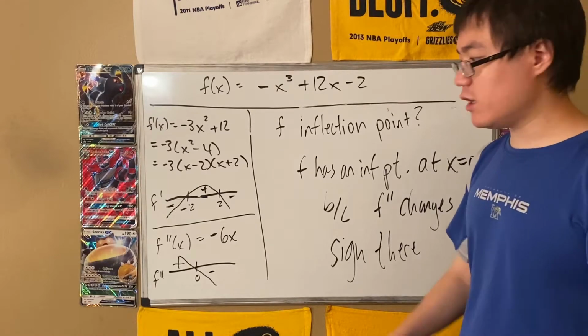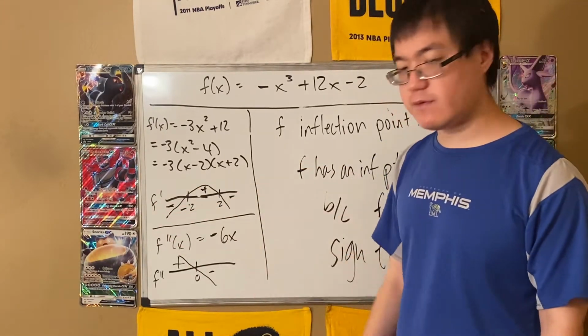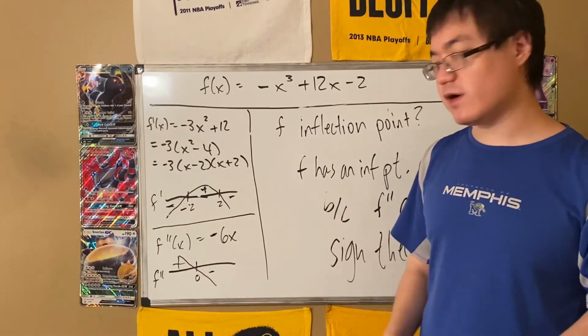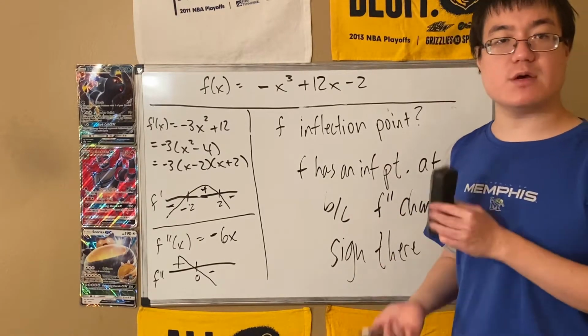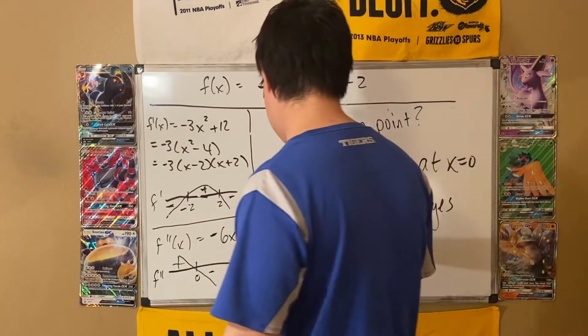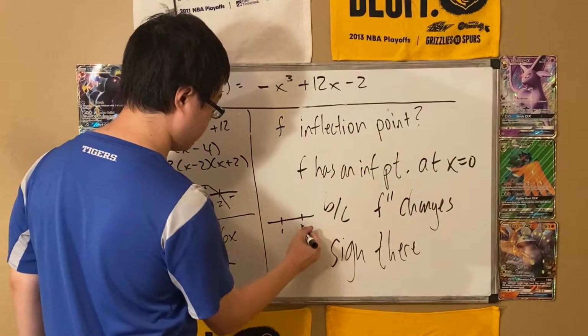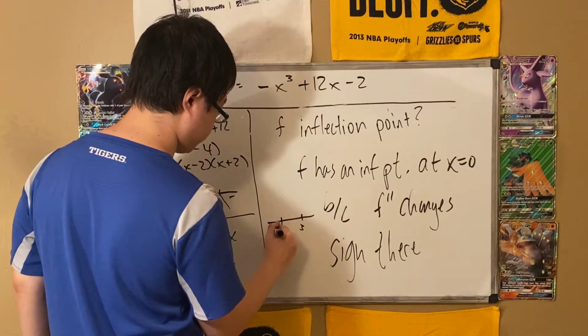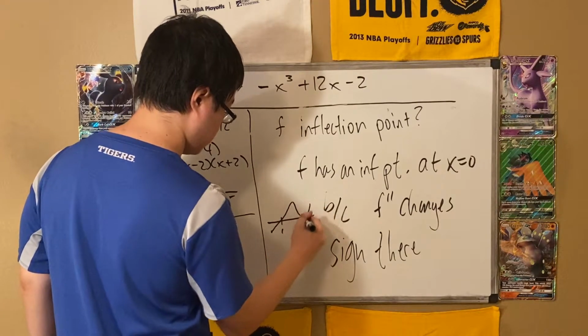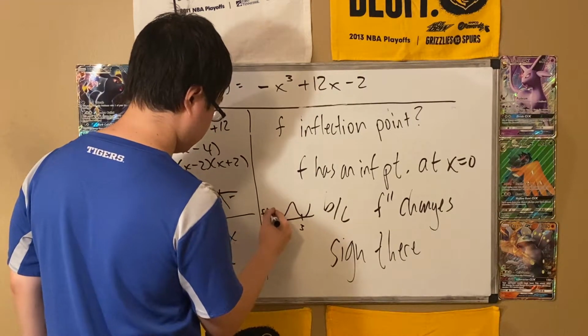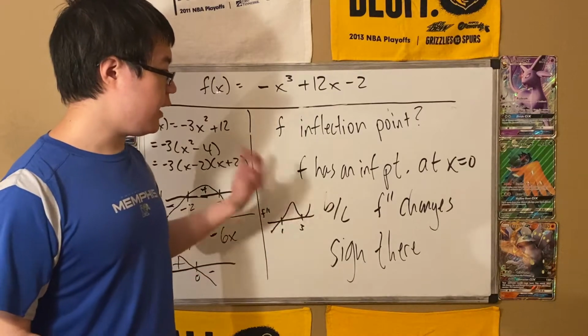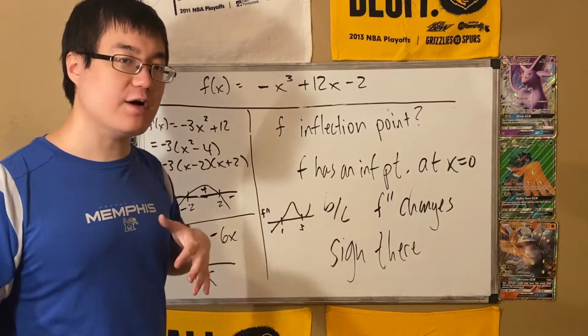Keep in mind, it doesn't matter if f double prime goes from positive to negative or negative to positive, it's still an inflection point. But if it bounced, it wouldn't be an inflection point. So for example, we have this sign chart right here where this were 1 randomly, this were 3, and it went like this. And then f double prime, this would be the sign chart of f double prime. In this picture, where would the inflection points be?